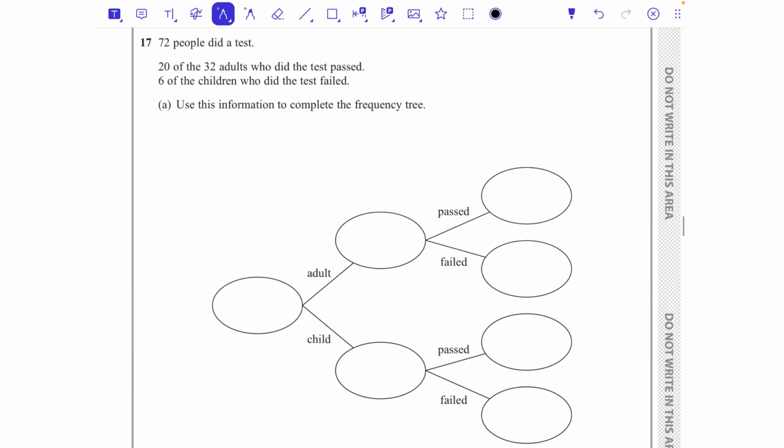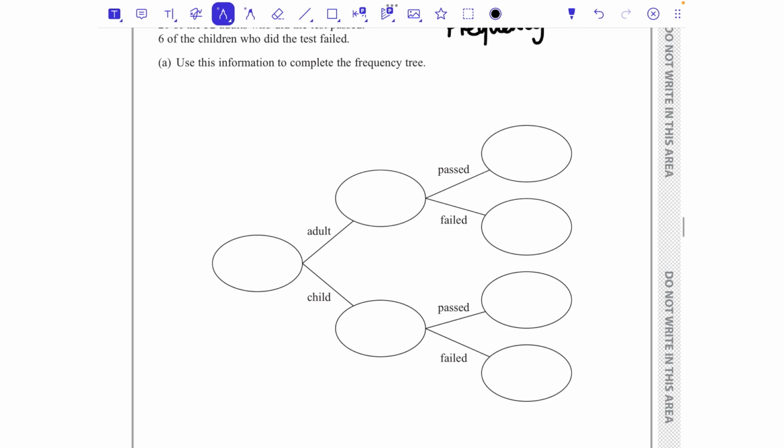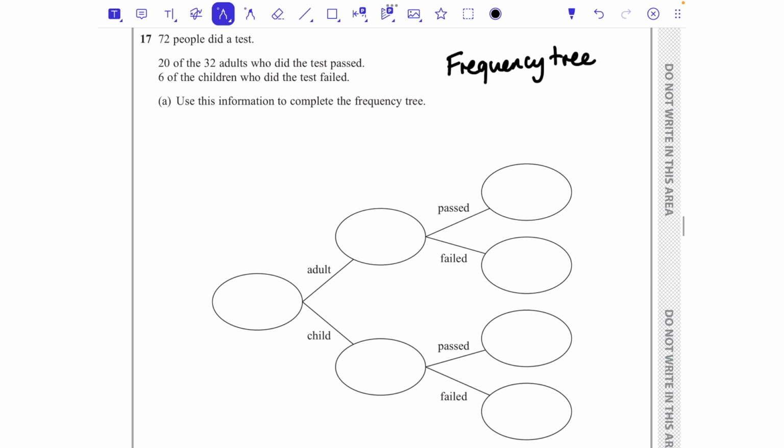Oh, I absolutely love these questions. Question number 17. 72 people did a test. So this is called a frequency tree. It's not probability, or sometimes the part B is about probability. Let's see. Yeah, normally always. This is a frequency tree, so we're just filling in how many people are at each section.